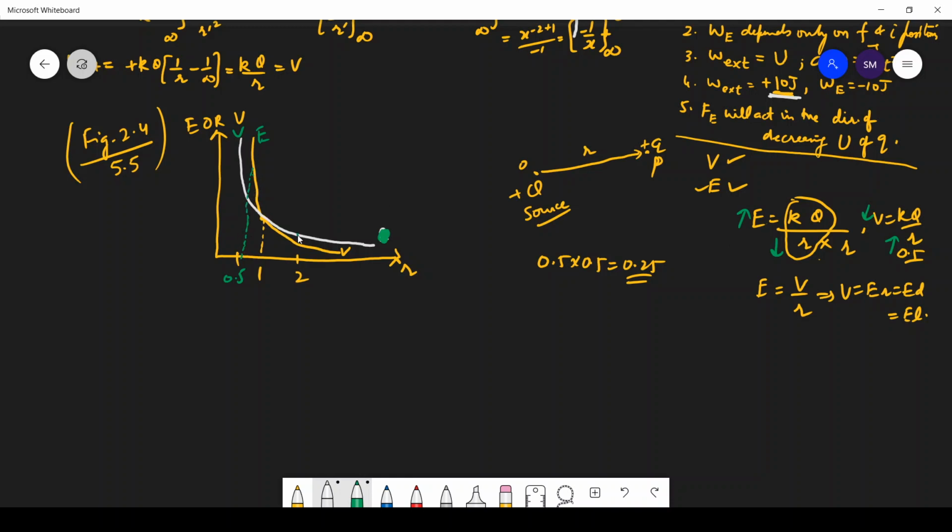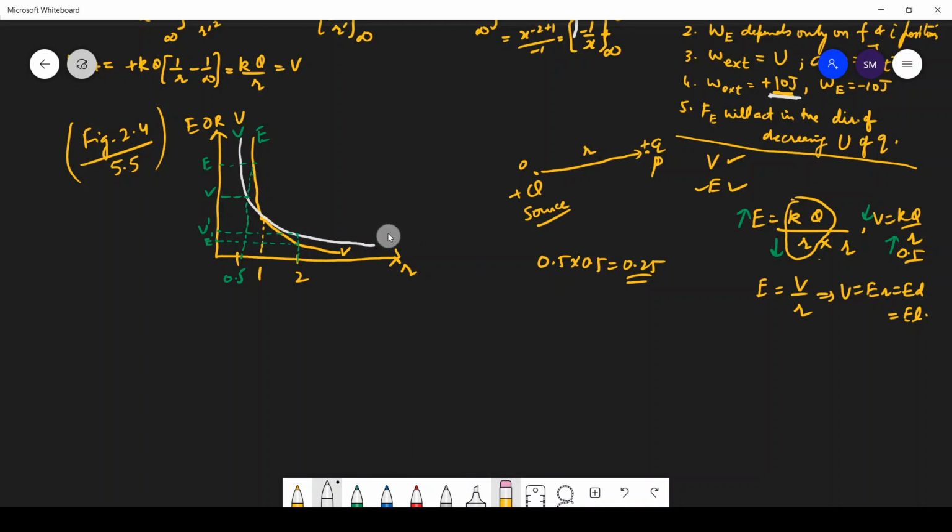But here at 2, at this point, V will be greater than E. Let it be V dash and E dash. V dash will be greater than E dash. So students, when you draw the graph, this will be the case, and it is only due to R square. So this is the graph of 1 by R square.